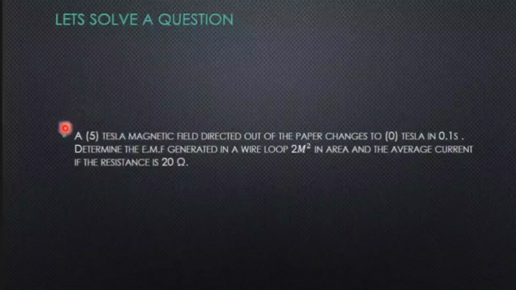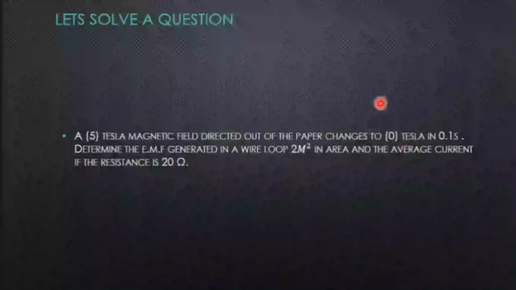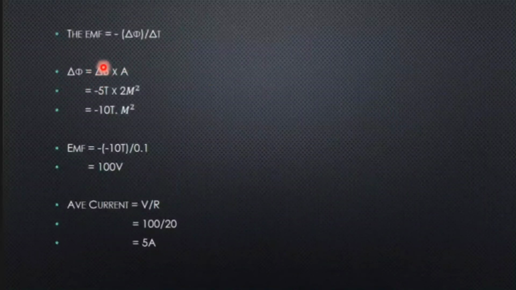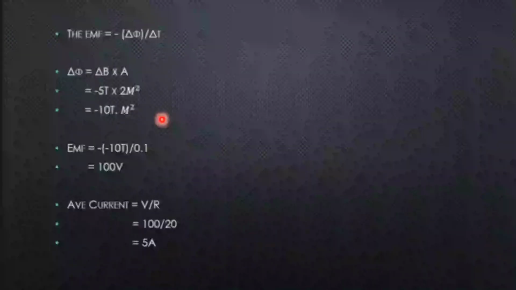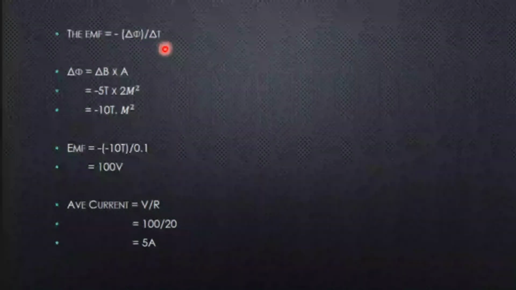So here you have 5 Tesla as the initial magnetic field and 0 Tesla as the final magnetic field. So the change in magnetic field times area, you will get minus 5 Tesla times 2 meters square. So the change in magnetic flux in this case will be minus 10 Tesla meter square. To find the EMF, you're going to just substitute the values you've gotten into this formula, minus the change in magnetic flux divided by the change in time.